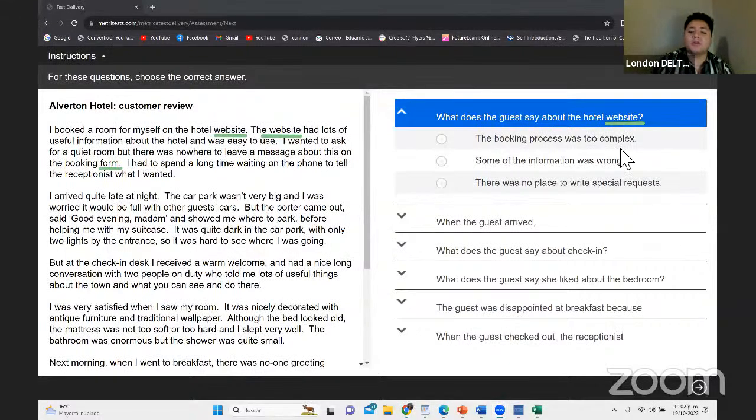Okay, let's check number 1. The booking process was too complex. Okay, booking. I book a room for myself on the hotel website. The website, useful information, easy to use. So if you say that it's complex, it's contradictory to the information in the paragraph. So we disregard the first option because it's not there. This is not correct. It cannot be complex because they say it was easy, right? We're talking about the website, remember.